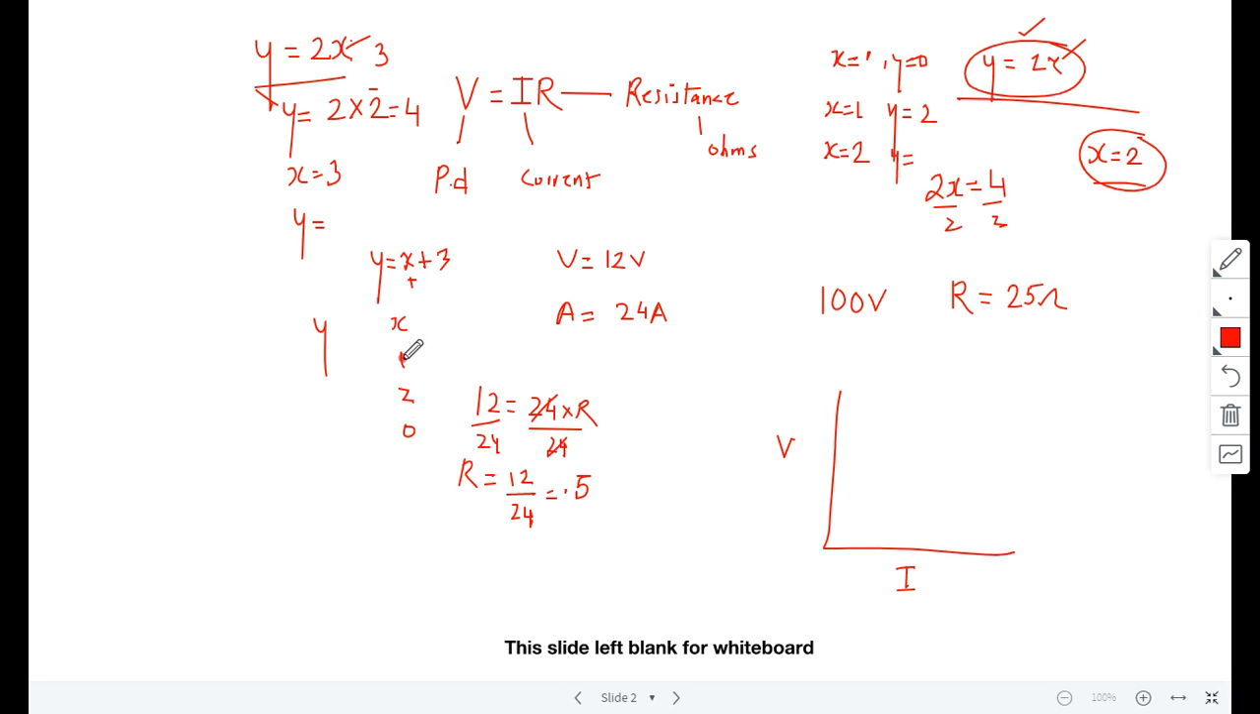Just like if x equals 1, if I put 1 here, I get y equals 4. 3 plus 1 is 4. Then x equals 2, so it's 3 plus 2, it will give me 5. Now when x equals 0, in place of x I'll write 0, so 3 plus 0 gives me 3. And now I have ordinate pairs: 0, 3; 2, 5; 1, 4. Plot these on the graph and join all these points. This will give you a curve.